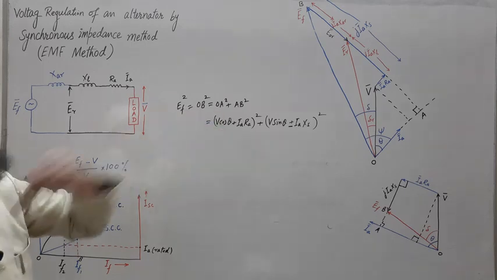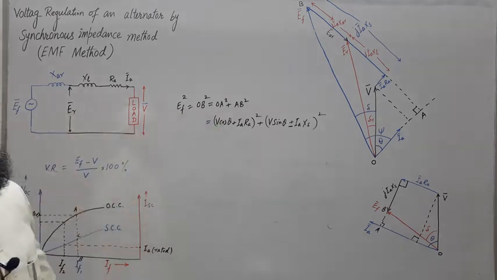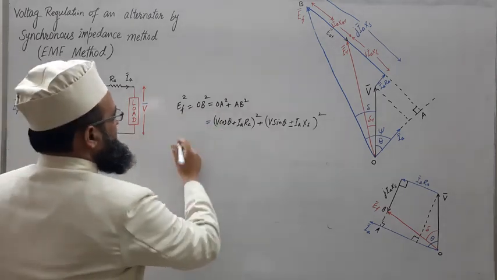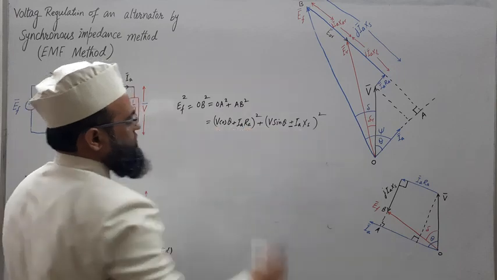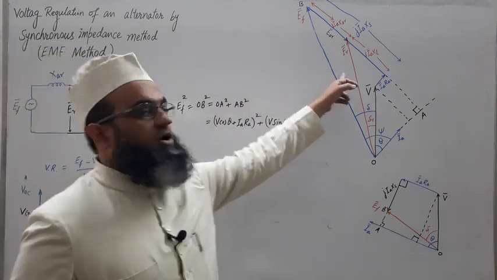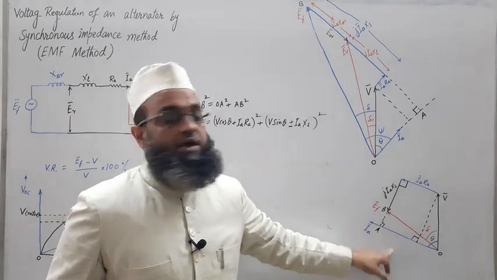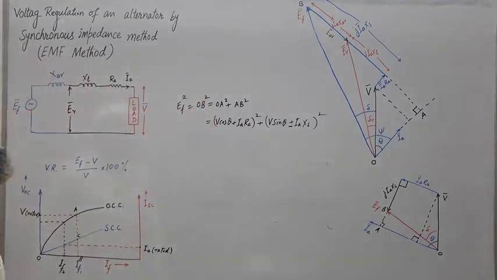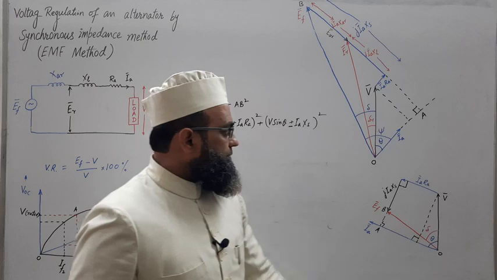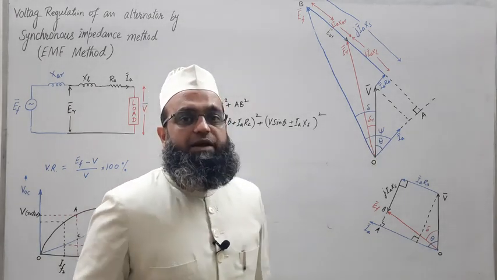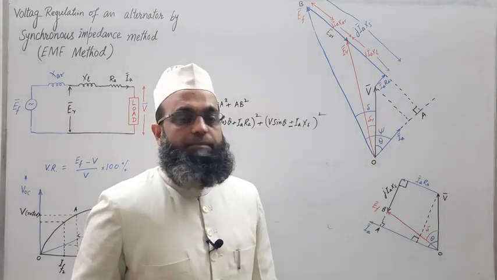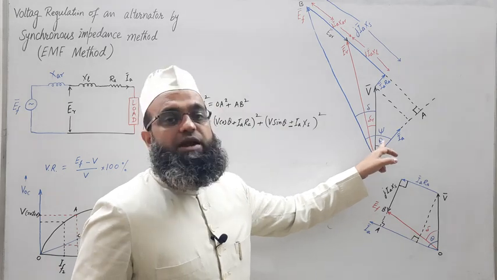So you can use the same formula to get the value of EF, that is EF is nothing but under root this square plus this square. Plus sign is for lagging power factor load and minus sign is for leading power factor load. What about unity power factor load? For unity power factor load, theta will be 0 degree, so that cosine theta will be 1.